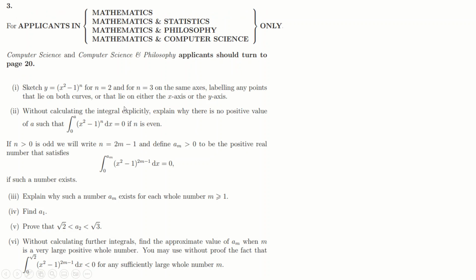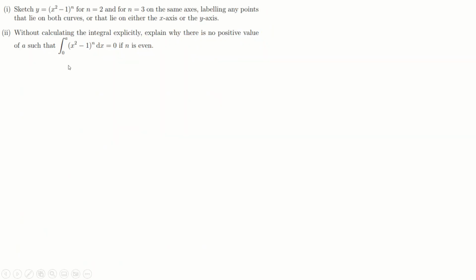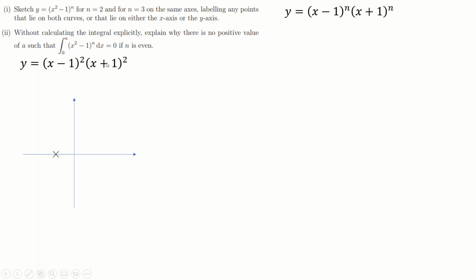Question number 3 then. A predominantly graph sketching and integration question, which is good news for me because I like that sort of thing. First thing to notice is that x squared minus 1 is x minus 1 times x plus 1, of course, difference of 2 squares, and then I can distribute the n across each of these. The reason I've done that is because then when I plug in a 2, I can just see, okay, this is a quartic graph, positive quartic. It's got a double root at 1 and a double root at minus 1, so it's going to look a bit like this. Nice and straightforward.